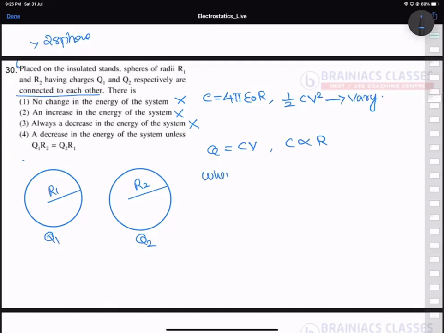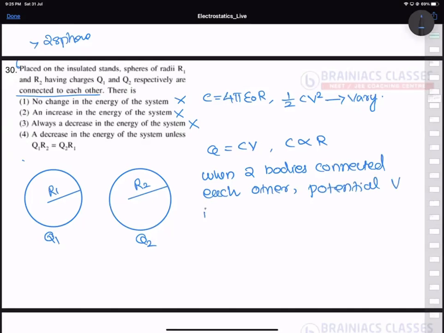When two bodies are connected to each other, what will be the same? Potential. V is the same. Potential will not vary.